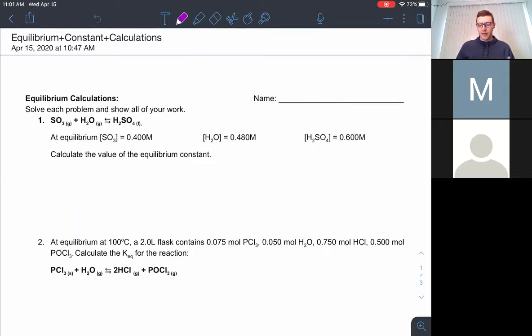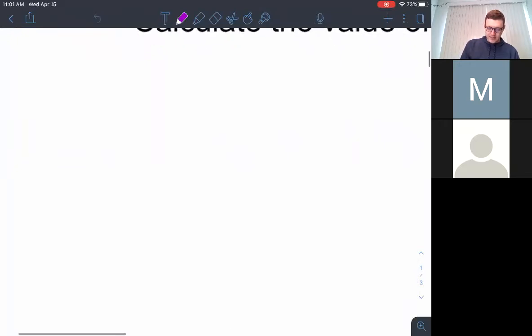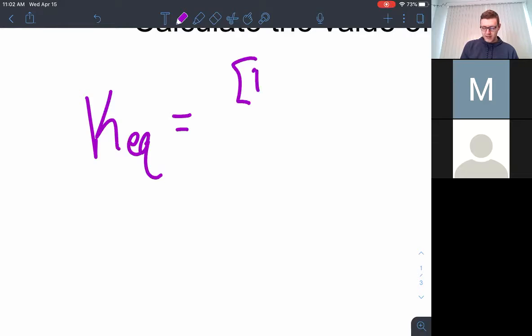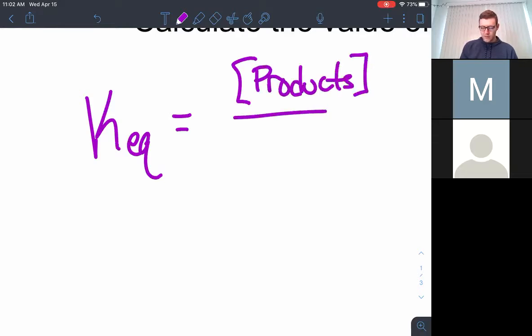The other thing we got to remember is how to calculate the equilibrium constant. The equilibrium constant is calculated by taking the concentrations of your products divided by your concentrations of your reactants. So if we're solving this one, we have K EQ is going to be the concentration of products over the concentration of your reactants.